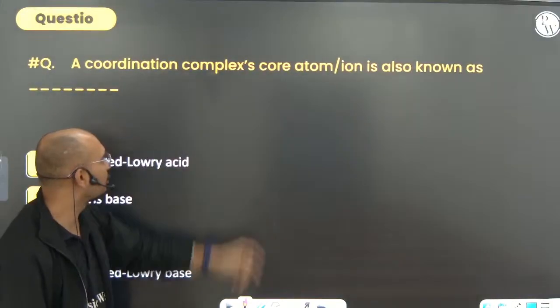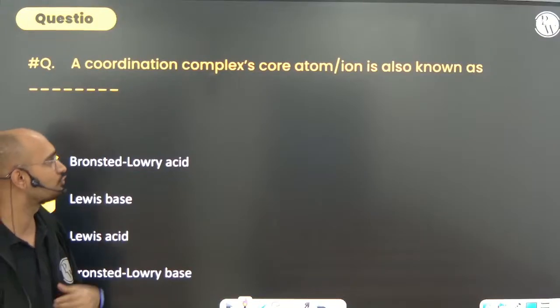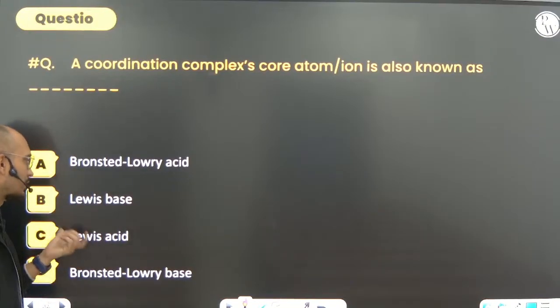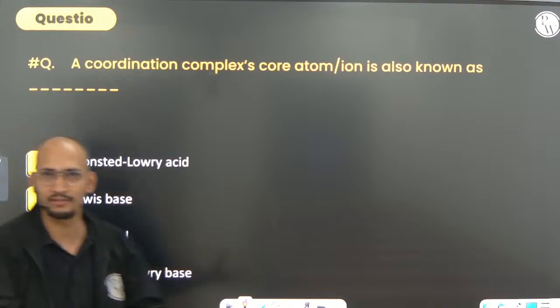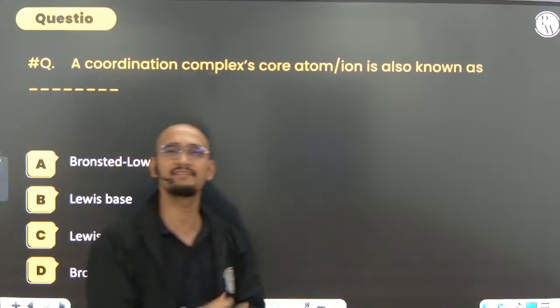Next, in a coordination complex, the core atom or ion is known as a Bronsted-Lowry acid, Lewis base, or Lewis acid? I hope you all know that, because the metal takes the lone pair. So therefore it is a Lewis acid, not a Lewis base. Any doubt? Okay, आगे बढ़ो.